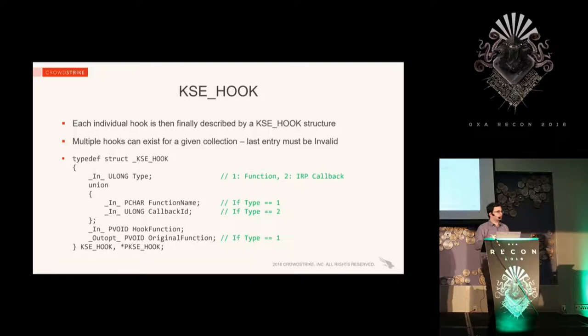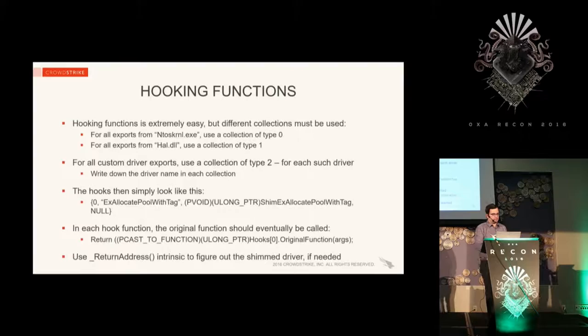So how do you hook a function? Well, again, fairly easy. You look at what exports a thing. If the export's NTOS kernel, you create a collection of type 0. If the export is HAL.dll, you create a collection of type 1. And if this is a custom driver, you create a collection of type 2, and you put down your driver name. So I have a very simple example here. If you're trying to hook ExAllocatePoolWithTag, you say 0, because ExAllocatePoolWithTag is in the NTOS kernel. You put in the name, ExAllocatePoolWithTag, and then you give it a pointer to your hook of ExAllocatePoolWithTag. And then null, that's where you're going to receive the original ExAllocatePoolWithTag.